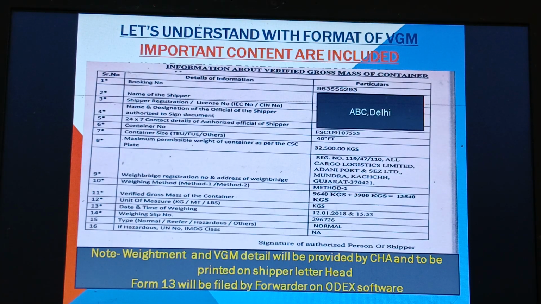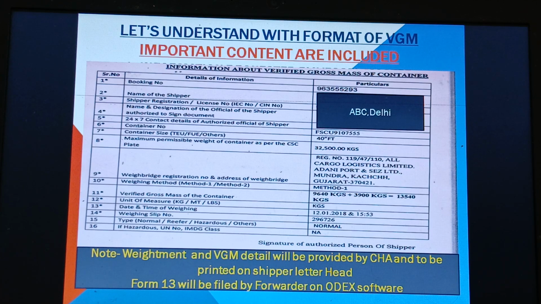Let us understand the format of VGM and the important details included. This is the most important thing: VGM details. Who will provide the VGM details? The VGM details will be provided by the CHA and should be printed on the shipper letterhead. Form 13 will be filed by the forwarder on ODeX software. So this is how things go on.